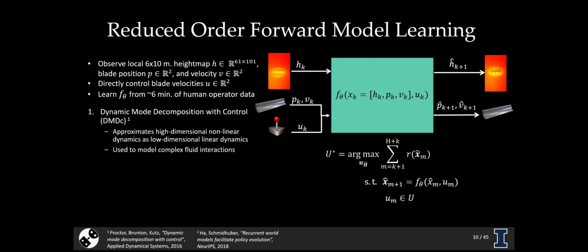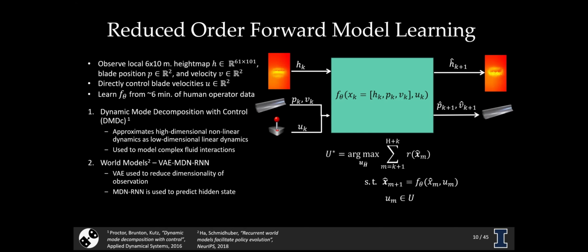One is dynamic mode decomposition with control, which is a method that's kind of PCA-esque for those of you that are familiar. But it essentially allows you to model these high dimensional dynamical systems, things like complex fluid interactions, and approximates these very nonlinear things as lower dimensional linear systems. And it's shown to be successful in some of those domains.